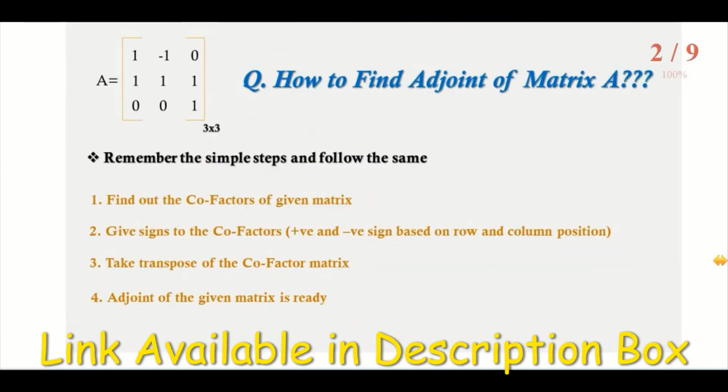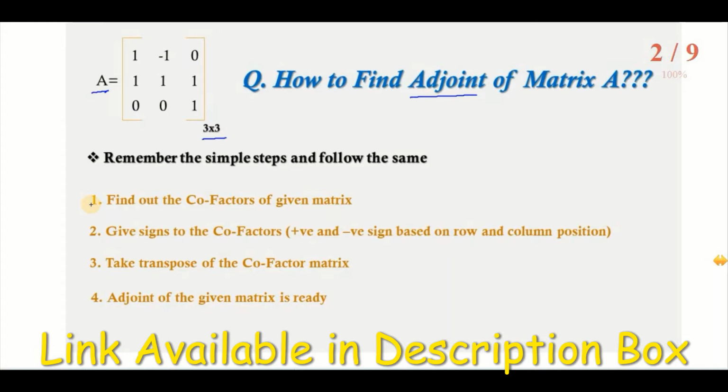In this lecture we are going to see how to find out the adjoint of a matrix A. This is the matrix A, which is a 3 by 3, meaning 3 rows and 3 columns, and for this matrix we have to find out the adjoint. For that we have to follow some simple steps, and based on these steps we can find out the adjoint of any matrix. So what are these steps?